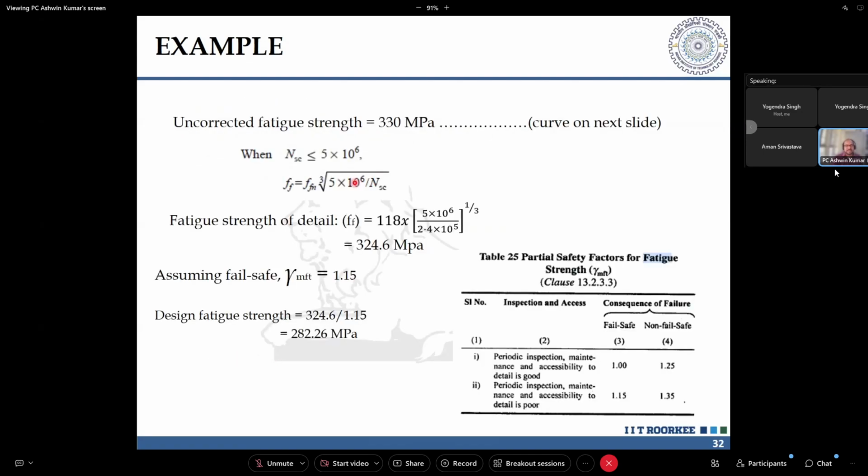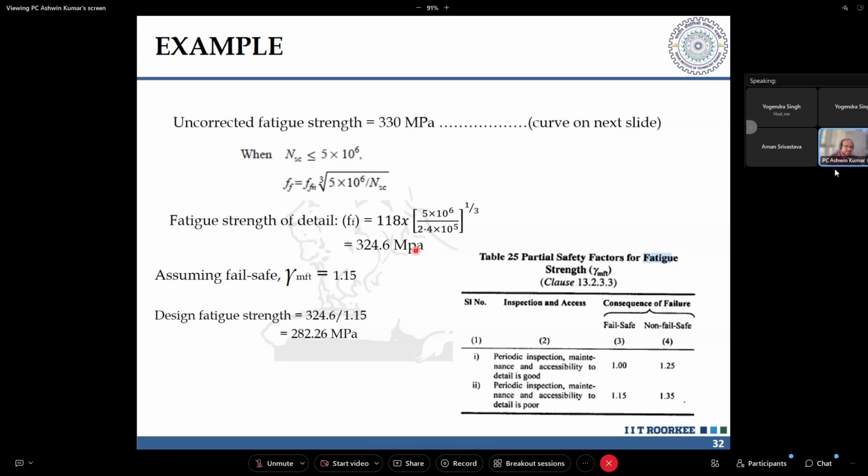So either I can read directly from the table as 330 MPa, or I can use the equation which is given here. The fatigue stack I have to put is 118. You remember, for the 5 million cycle, the fatigue limit is the value that I'm reading for that particular category as 180. The number of cycles I have calculated, and I get 324 MPa. This P should have been capital M, capital P and A. 324 MPa is the fatigue strength of that detail.